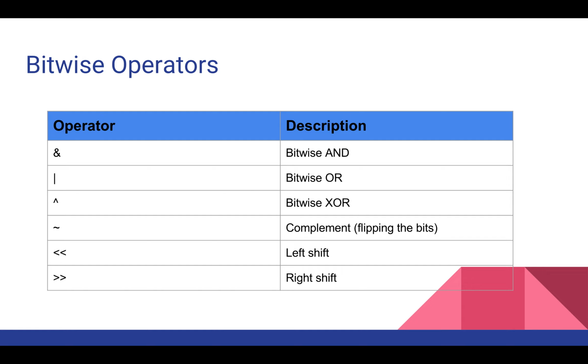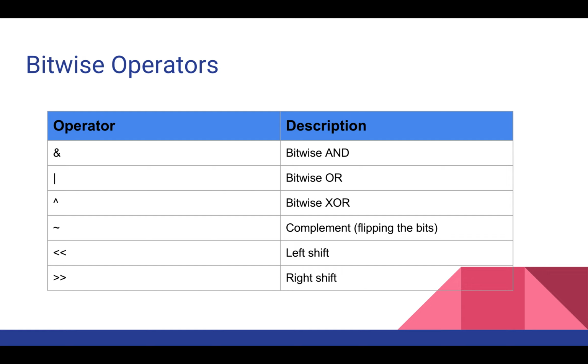Bitwise OR operator compares the bits of two numbers and returns 1 if either of the operand bits is 1. Bitwise XOR compares the bits of two numbers and performs bitwise XORing on the operands. Bitwise NOT or complement operator flips the bits. That is, it sets the bit to 0 if it was 1 in the input. It is a unary operator.